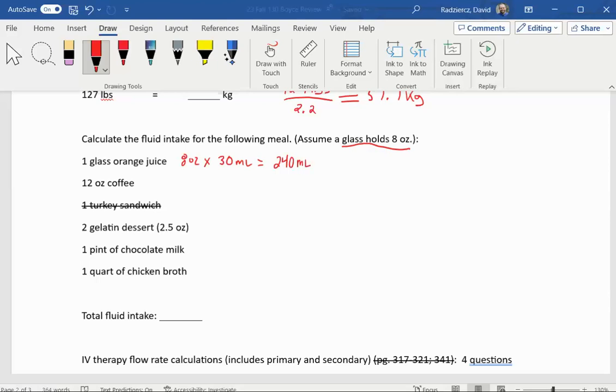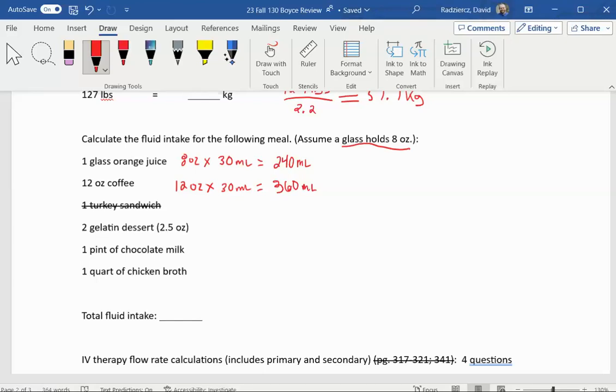Okay. The coffee, they tell us specifically it's 12 ounces in this case. I was going to say I should have done 20 ounces, right? Because that's a venti. But that's okay, we'll do 12 ounces. Again, 30 milliliters. But this is one and a half cups, so this should be 360 milliliters. But let's just double check. 12 times 30 is 360 milliliters. So this person got a lot of fluids in their breakfast, okay? Or lunch, I guess, because it's turkey sandwich.